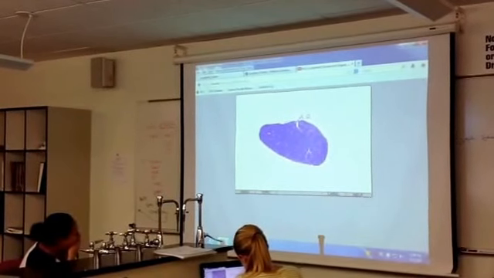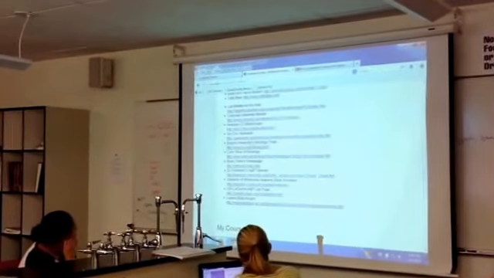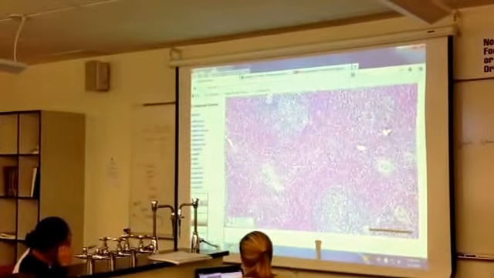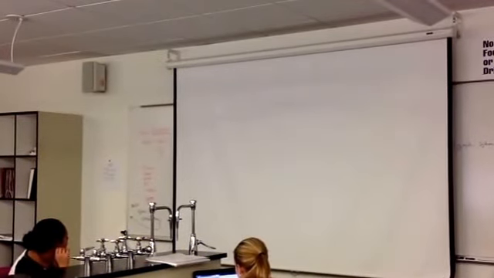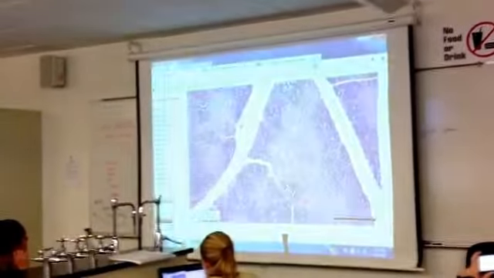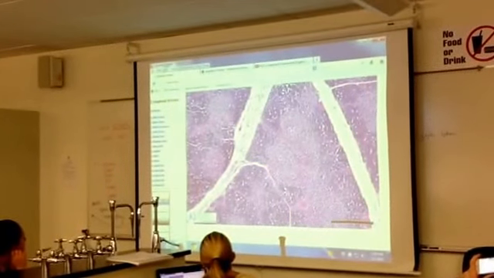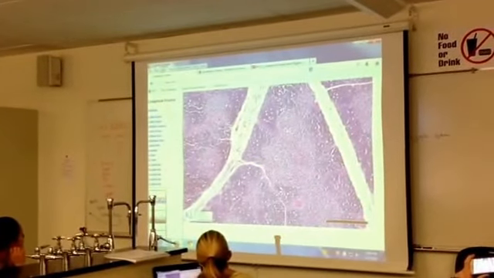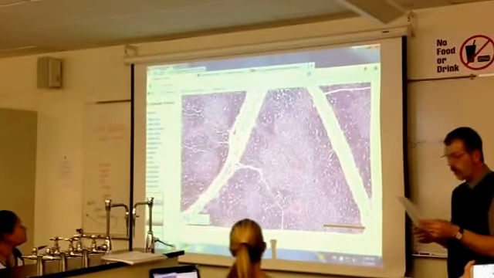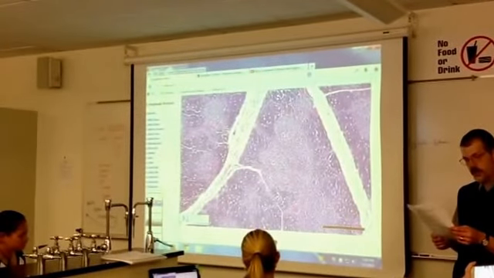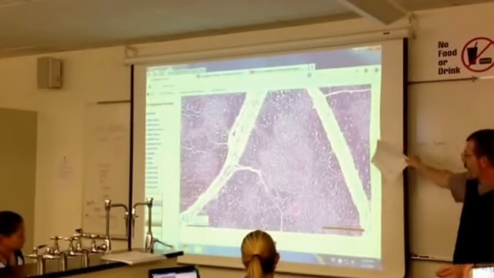Now, let's make it a little different. I'm going to show you which one I picked now. What say ye? Is this a lymph node? No. Is this a spleen? No. What's different about this? It's the big old white things. Good answer.